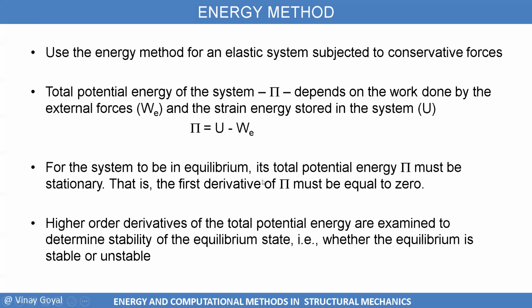We set the first derivative of pi equal to 0. We talked about that extensively in this course, and we demonstrated that the first derivative of pi equal to zero really renders the system in equilibrium. Higher order derivatives of the total potential energy are examined to determine the stability of the equilibrium state. Whether the equilibrium is stable or not, you can look at the second and higher order derivatives.